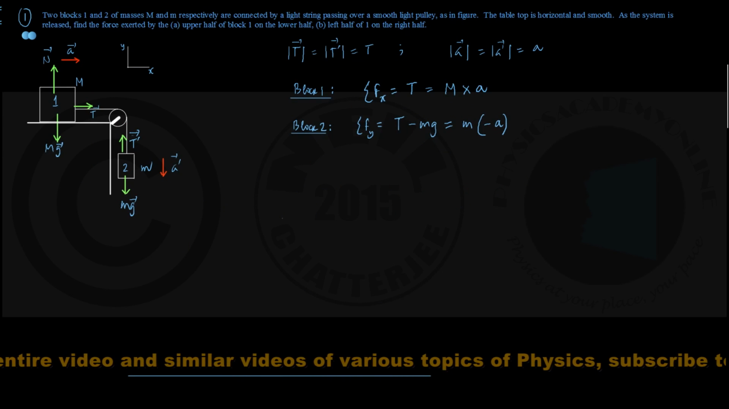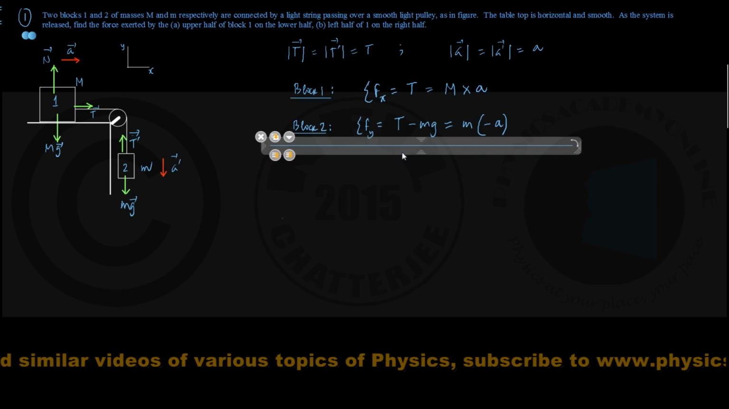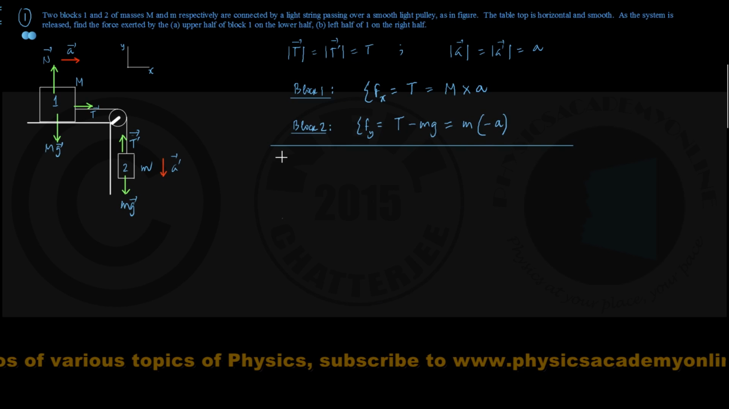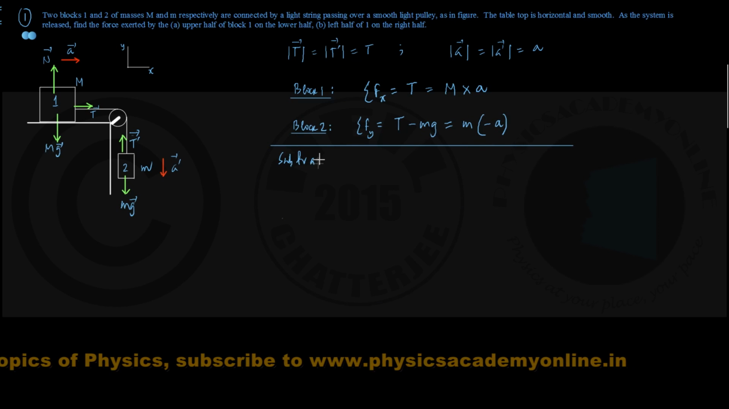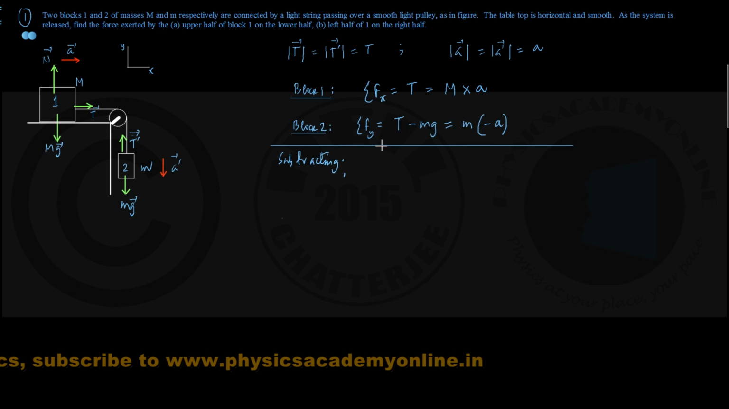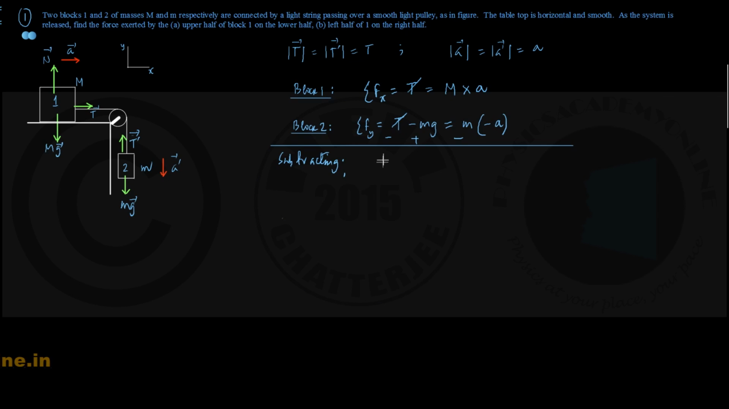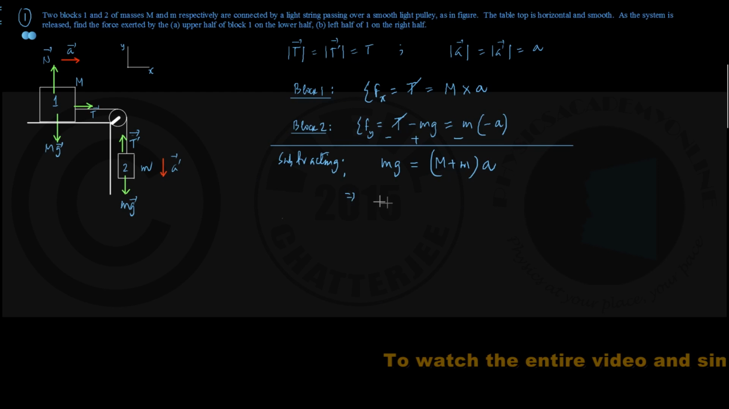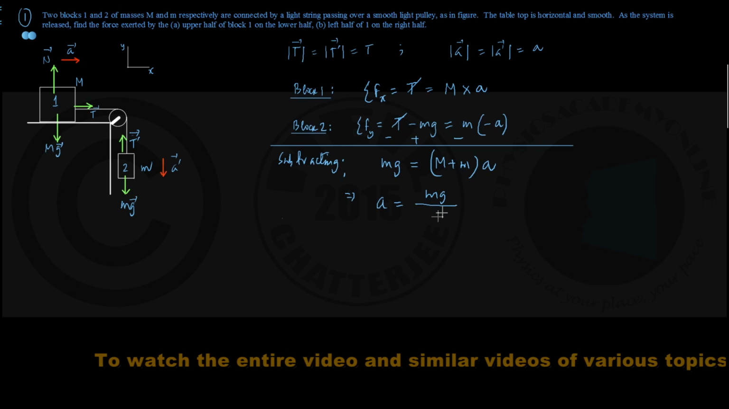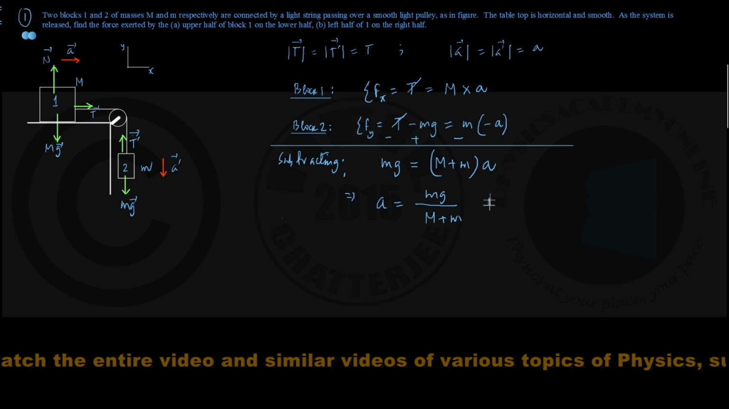So let us subtract the second equation from the first equation. By subtracting the second one from the first one, you can see it's minus, this is plus, this is minus, and we can see the T's are cancelling out. We have got small m into g on the left hand side, the right hand side is coming out to be capital M plus small m into a, and therefore we have the acceleration of the system has a magnitude of small m into g divided by capital M plus small m. That is our first important result.